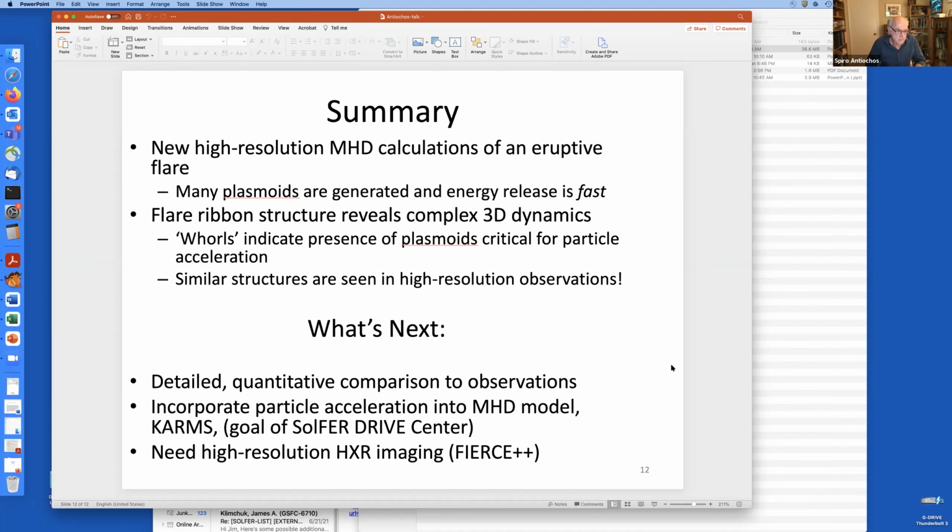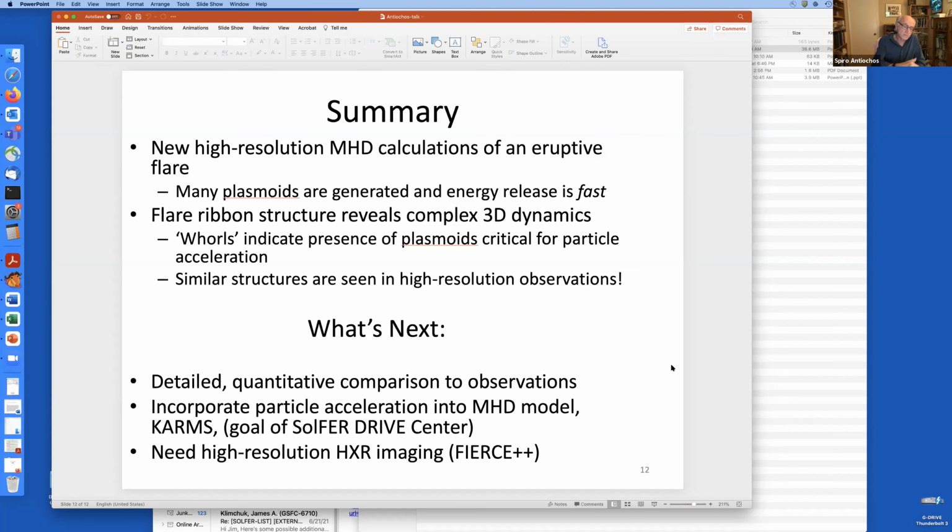We have done simulations with explicit resistivity, but uniform resistivity, of course. And what we find is that the results are very similar. You have to have an effective Lundquist number above 1,000 or so to get the reconnection layer dominated by plasmoids. Otherwise, the current sheet doesn't grow very big.